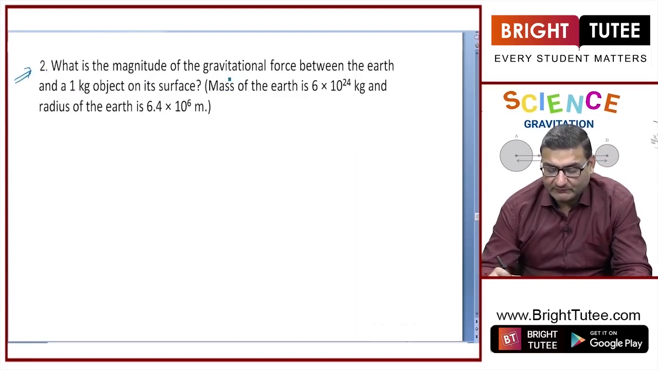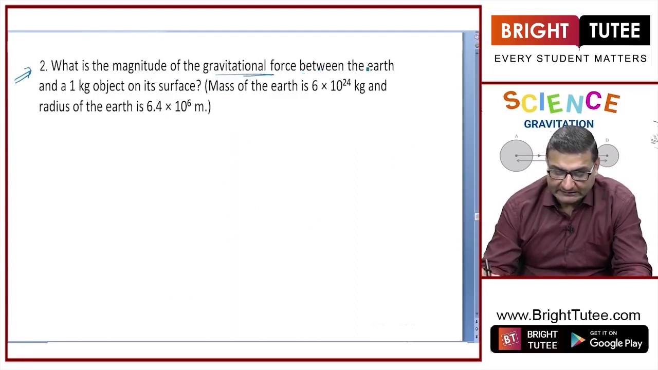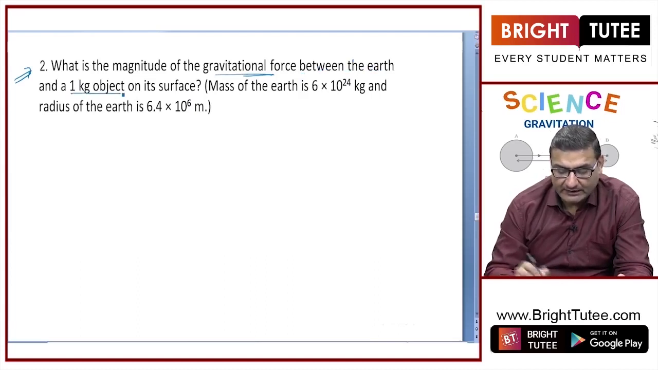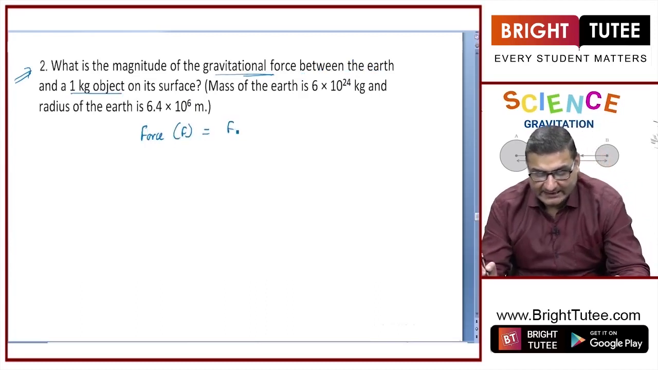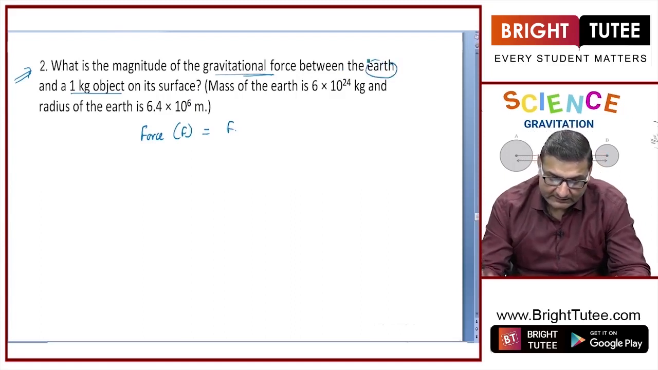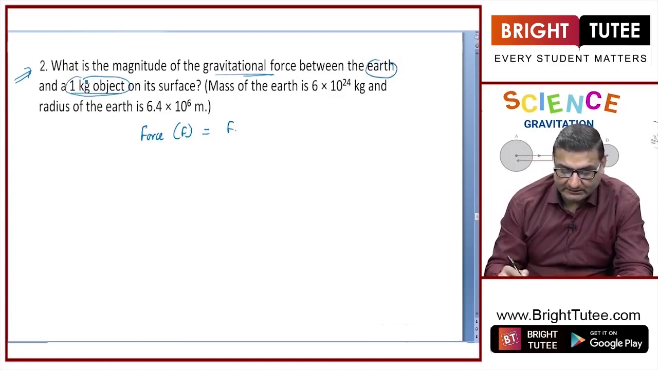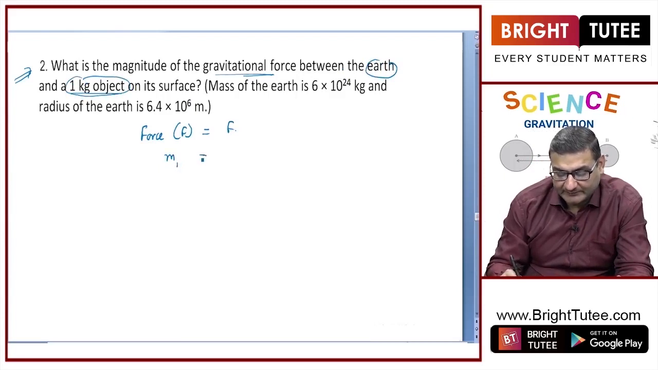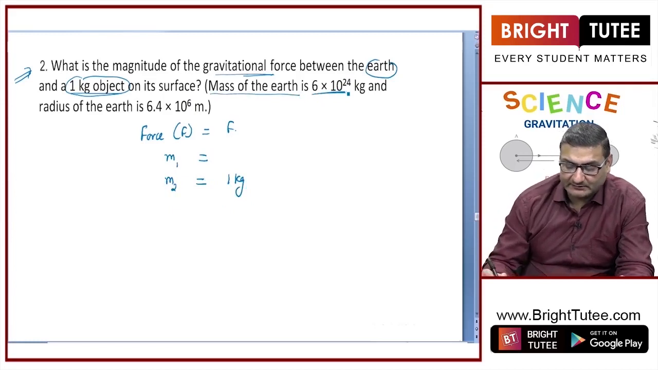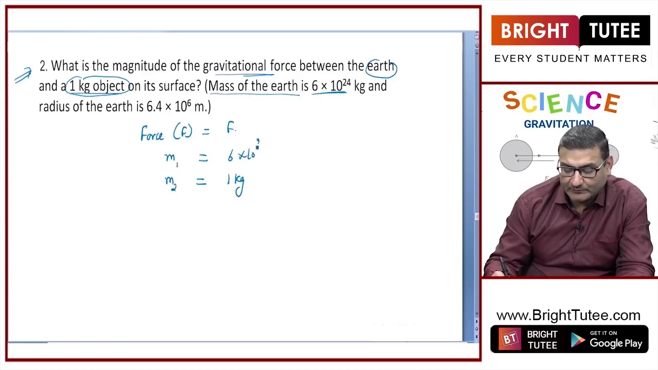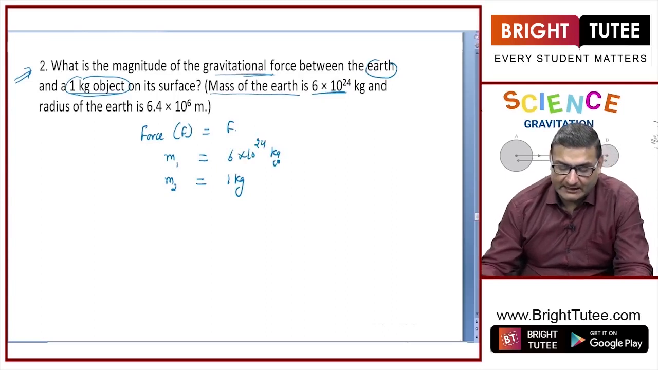What is the magnitude of the gravitational force between the earth and a 1 kilogram object? Now, I need to calculate the magnitude of gravity, that is F, between the earth and a 1 kg object. So, let the mass of the earth be m1 and the mass of the other object be m2. The mass of the object is given to us to be 1 kilogram and the mass of the earth is given to us in the question, it is 6 into 10 to the power 24 kilogram.